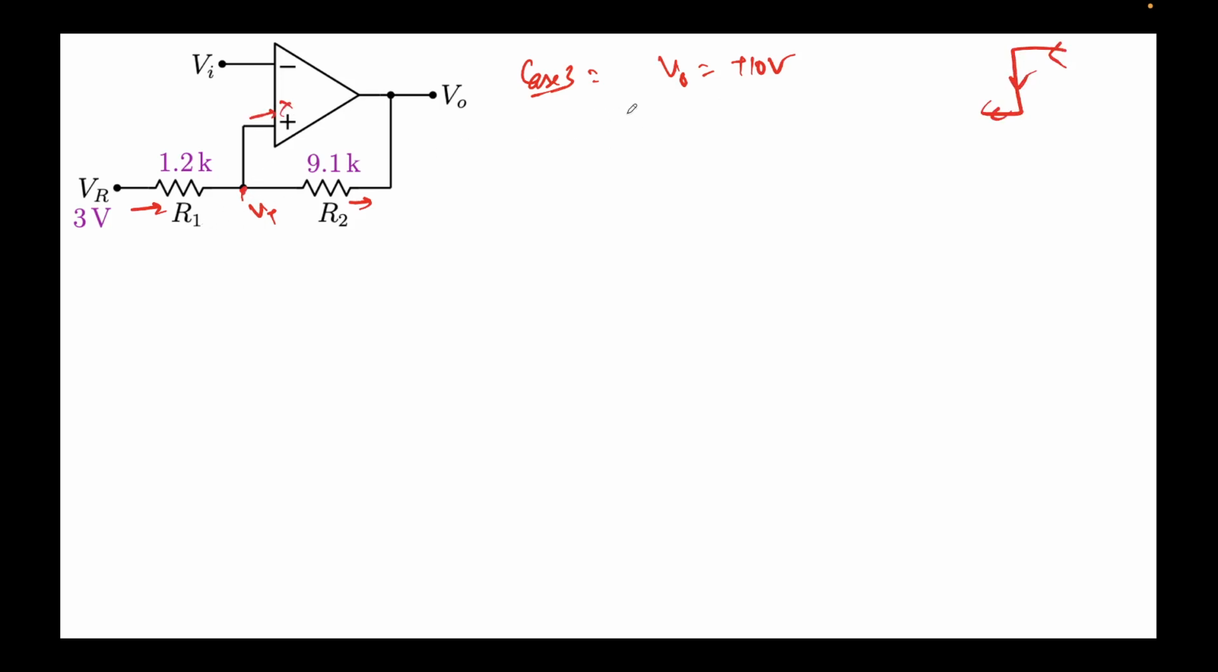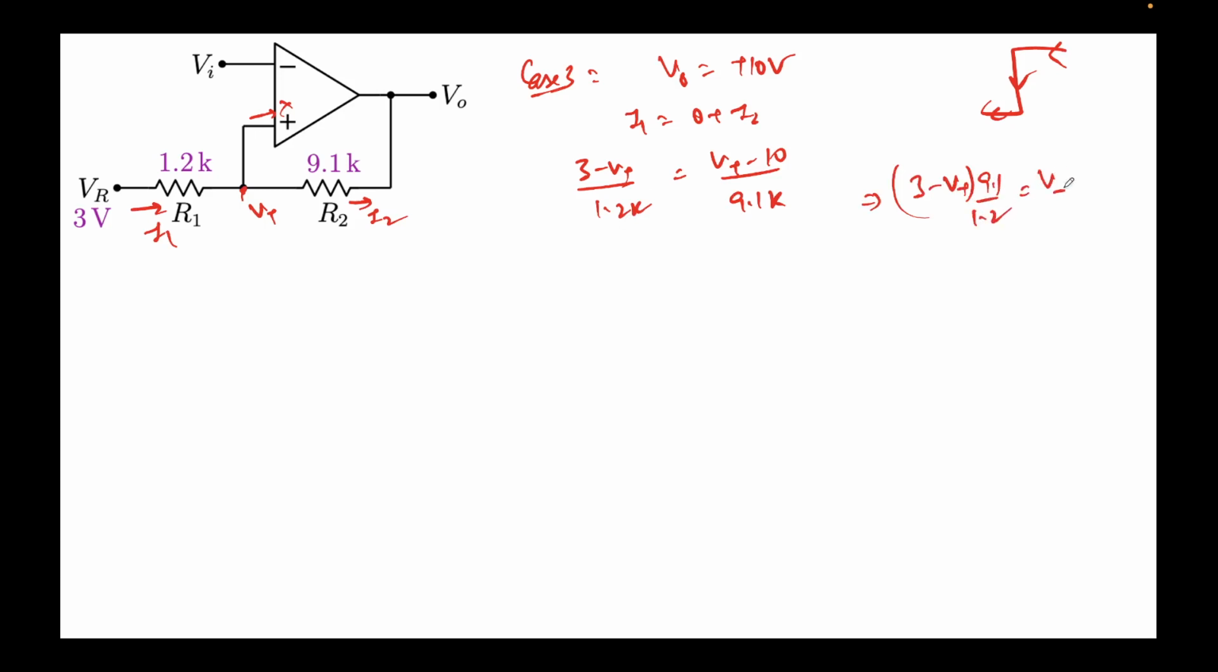No current can flow, so I1 must be equal to 0 plus I2. This is I1, this is I2. So I1 I can write as 3 minus V plus upon 1.2k. This must be equal to V plus minus V0, which is 10, over 9.1k. Okay, so let's just try to solve it. I'll take 9.1 on that side, so it will be 9.1 over 1.2. This will be V plus minus 10. So from this I can obtain V plus as 10 plus 3 by 1.2 divided by 1 plus 9.1 by 1.2.